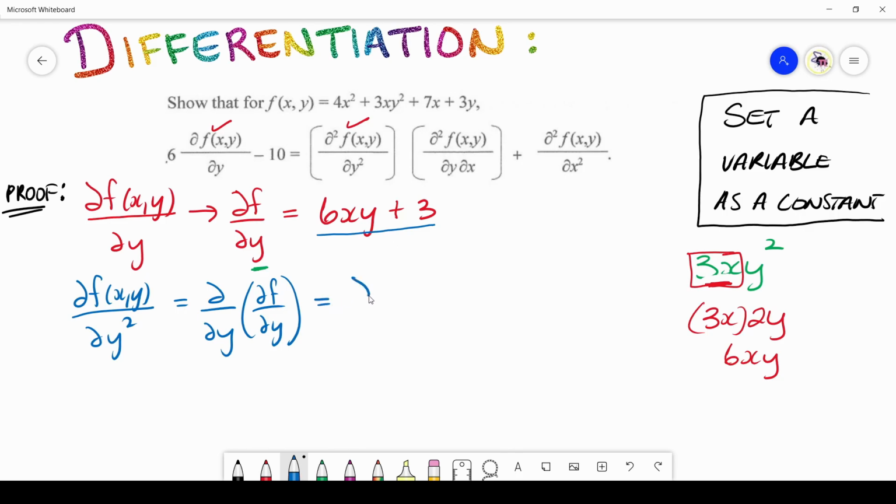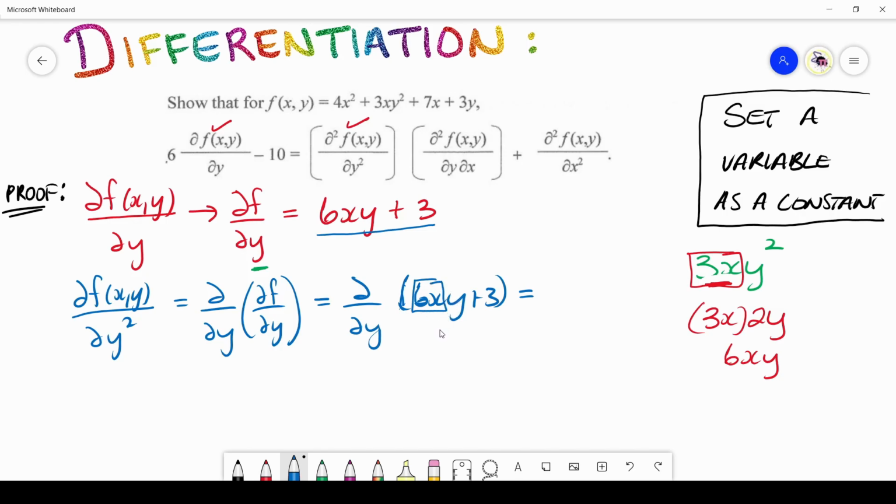Okay, so this is really differentiating 6xy plus 3. And this one is really, really easy. I think I'll be able to fit it on one line. Remember, if you're differentiating something with respect to y, every single other thing is a constant. So in this question, 6x is just a number.